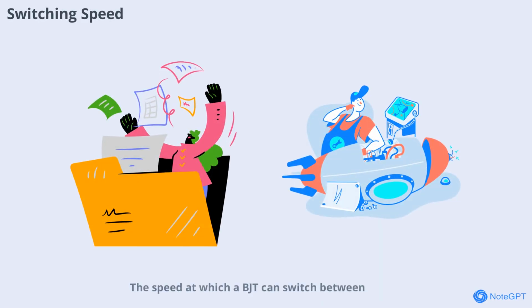The speed at which a BJT can switch between on and off states is important in digital applications. Faster switching means higher frequency operation, which is essential for modern electronics. Factors like transistor size, doping levels, and circuit design all affect switching speed.